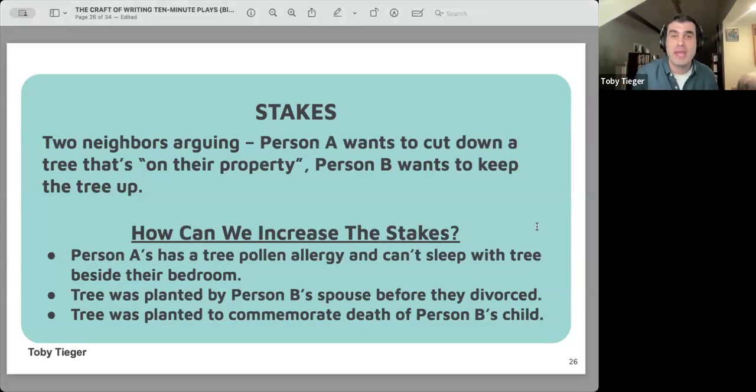And we know which way we feel about that because obviously one thing is more important than the other. Obviously, we care more about the person for whom this is the memorial to their child, and person A is about to cut down that memorial. So when we're talking about stakes, the more we can get into the why of it, the crux of what is actually at stake for the people, that is going to help us.